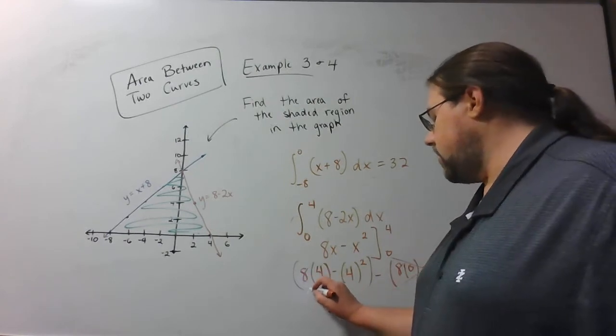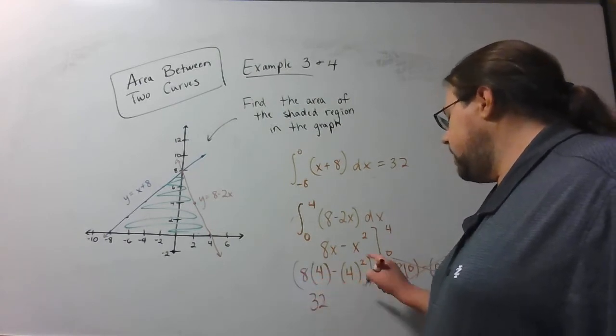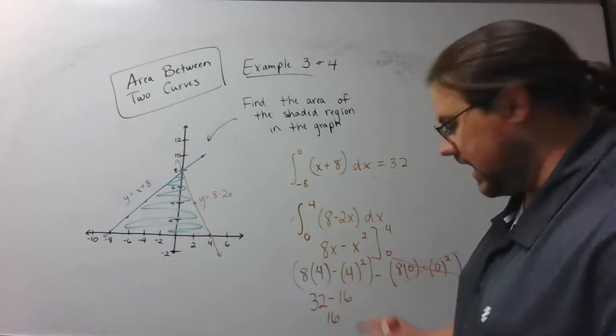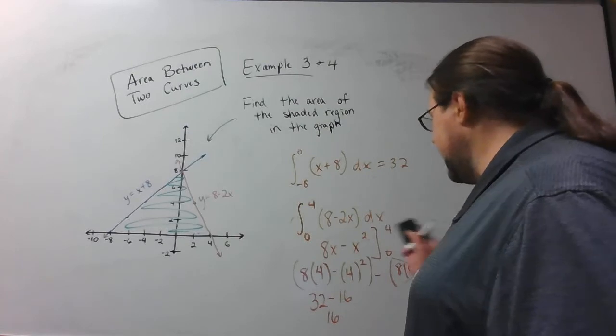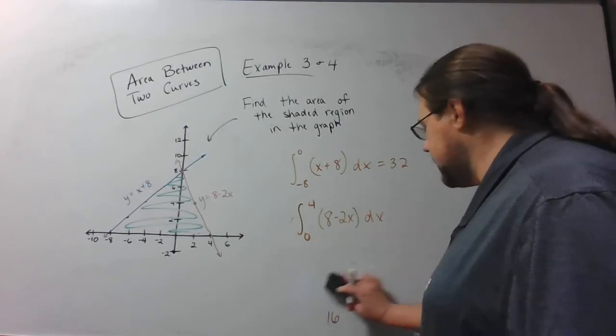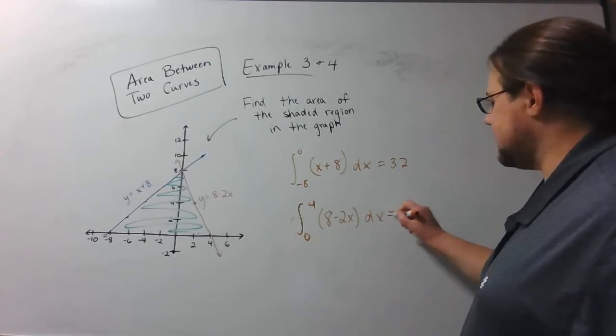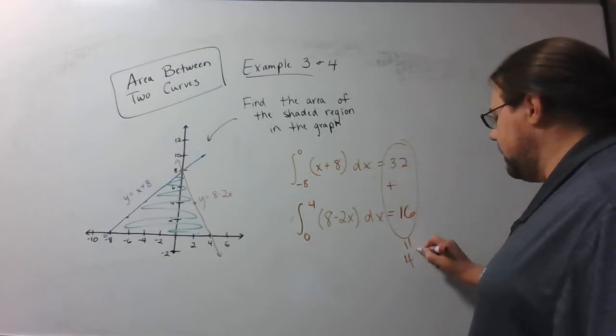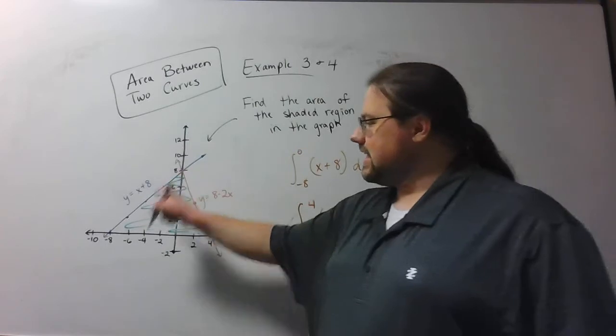8 times 4 is 32. 4 squared is 16. 32 minus 16 gives me 16. So the area of the other side, again, it's a triangle. You could have calculated it using geometry, but I know that that's 16. So together, they make a total area of 48. So that's the area of the green region.